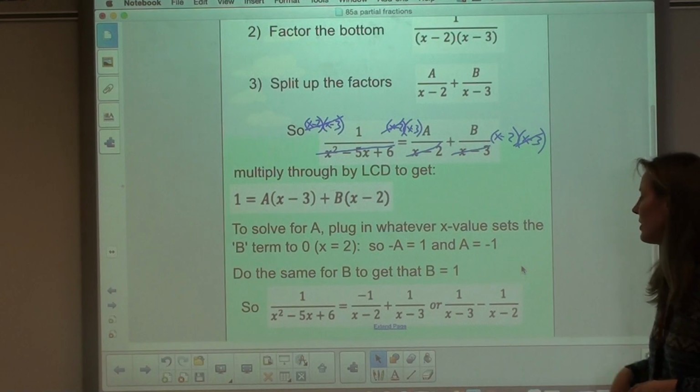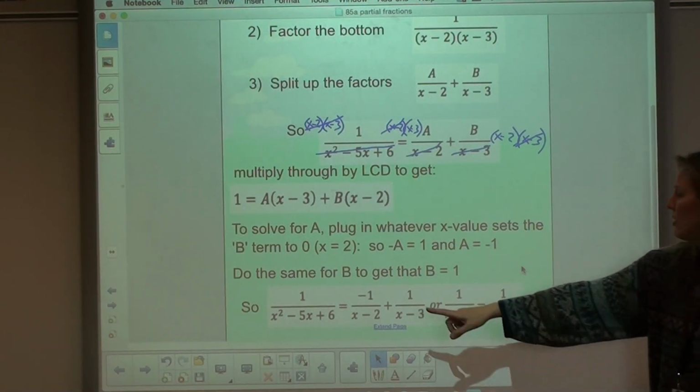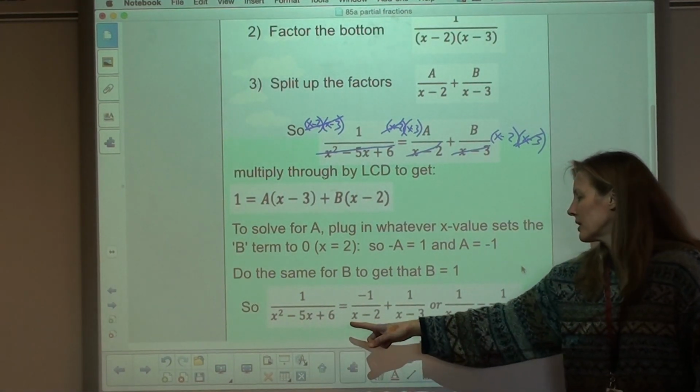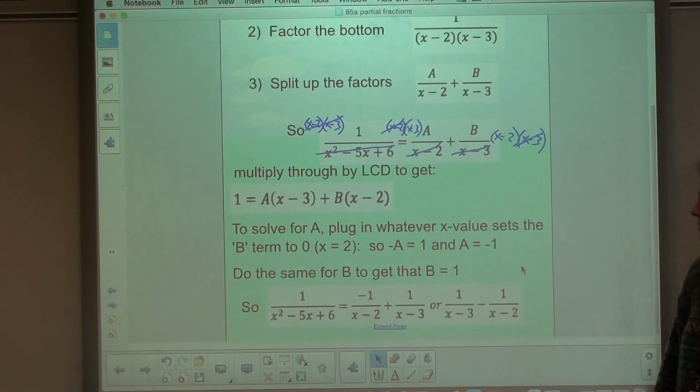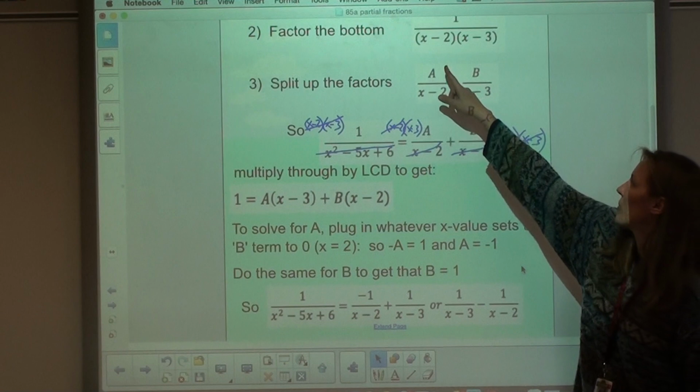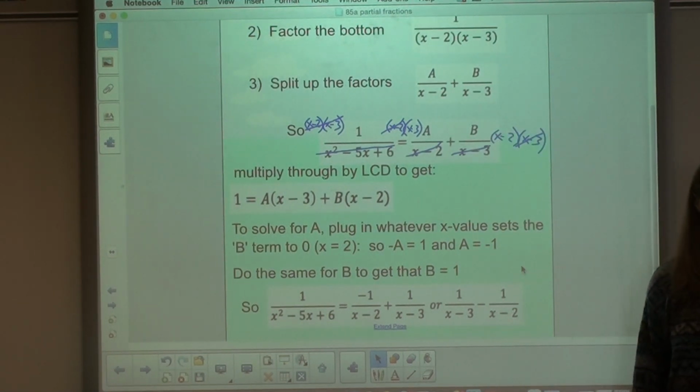So then our final equation, 1 over x squared minus 5x plus 6 equals 1 over x minus 3 minus 1 over x minus 2. So you just plug your values for a and b back in.